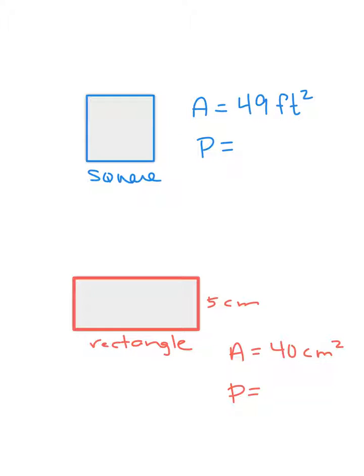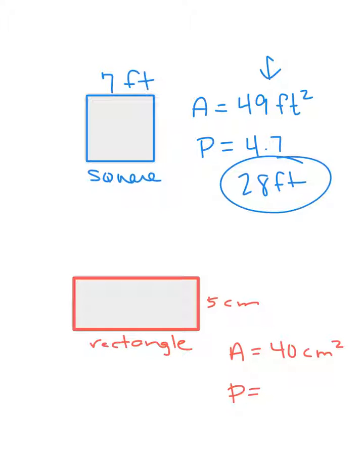In our next example, we have a square, and we know that the area is 49 feet squared. So that makes each side equal to 7 feet. Now my perimeter is going to be 4 times the side, so that's 4 times 7. So my perimeter will be 28 feet.